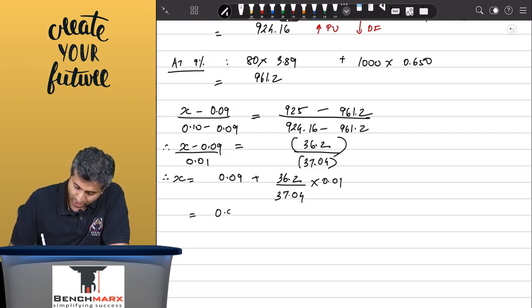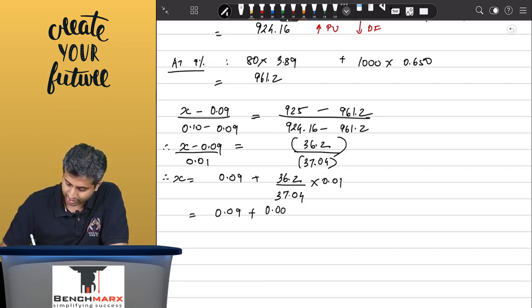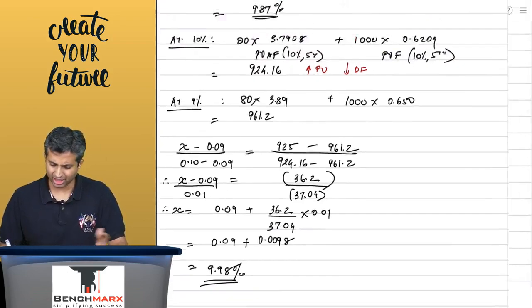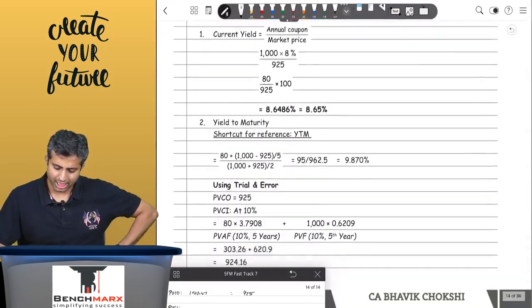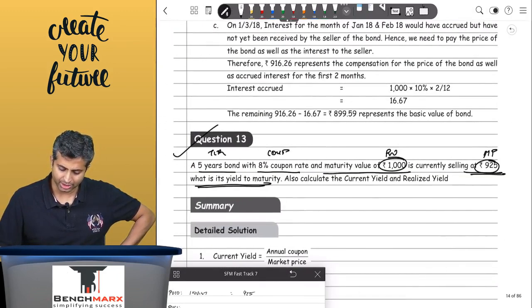If you do this working, this is 0.09 plus 36.2 upon 37.04 into 0.01, which is 0.0098, that is 9.98%. This is your yield to maturity. This is 9.98%, and for all practical purposes that is equal to 10%. So over here, as you see, 9.98%.